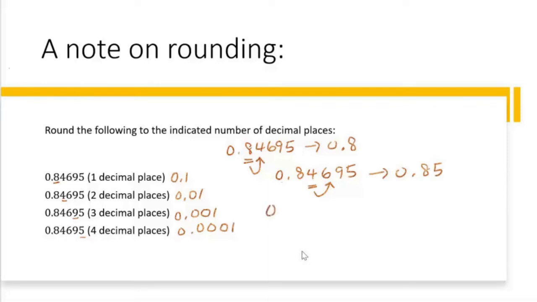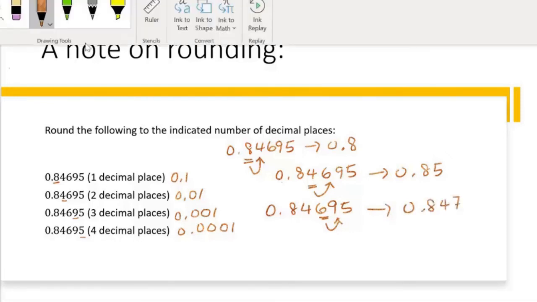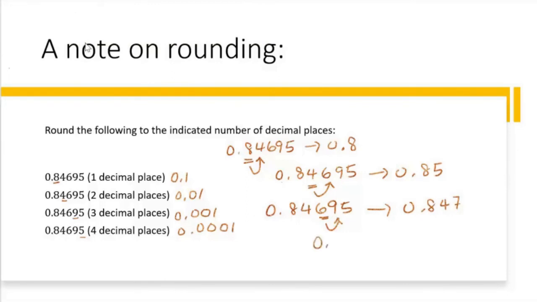Now 3 decimal places. We have 0.84695. All right, we're interested in rounding this 6 either to 60 or 70. So up or down depending on what's in the spot to the right. 9 is clearly 5 or greater, so we're going to round up to 0.847.